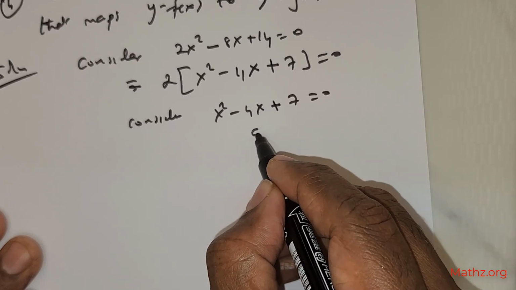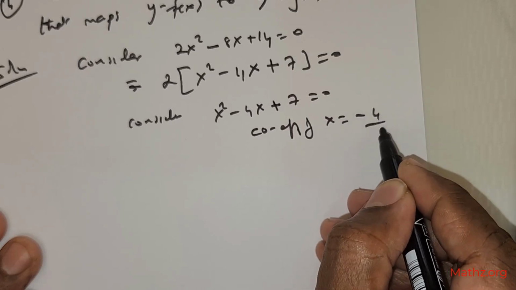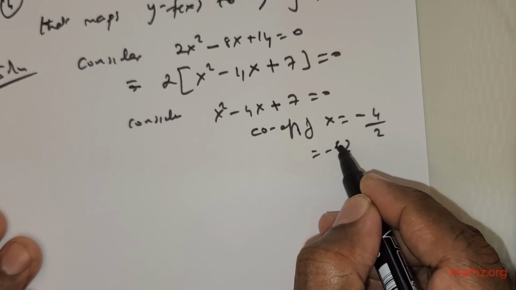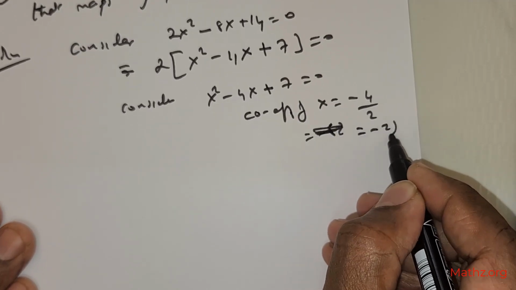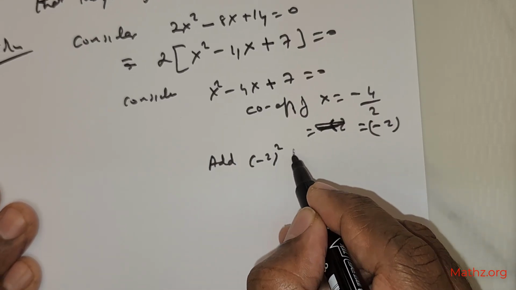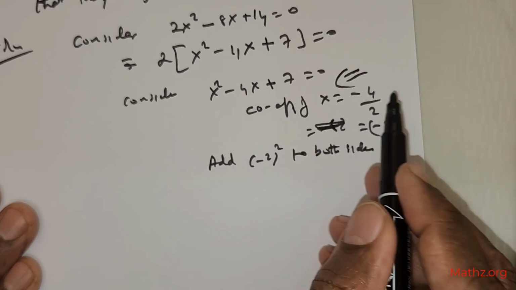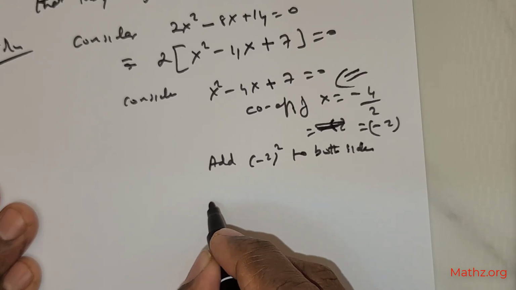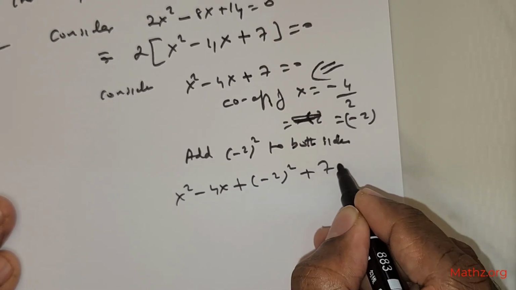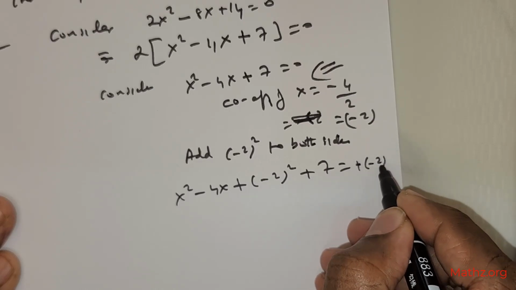Now take the coefficient of x. What is the coefficient of x? Coefficient of x is negative 4. You divide by 2. What do you get? You get negative 2. Now what you do is you add negative 2 squared to both sides. I'm referring to this system. So I would have x squared negative 4x positive of negative 2 the whole squared. Of course there's a 7 there, and I also have positive of negative 2 the whole squared.